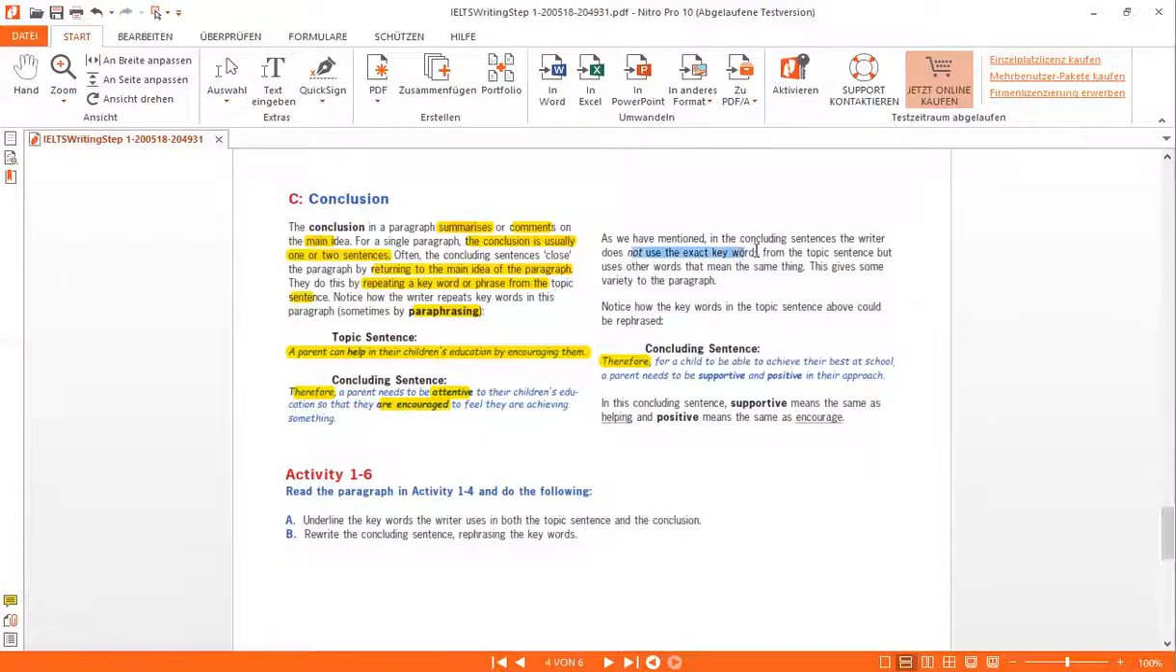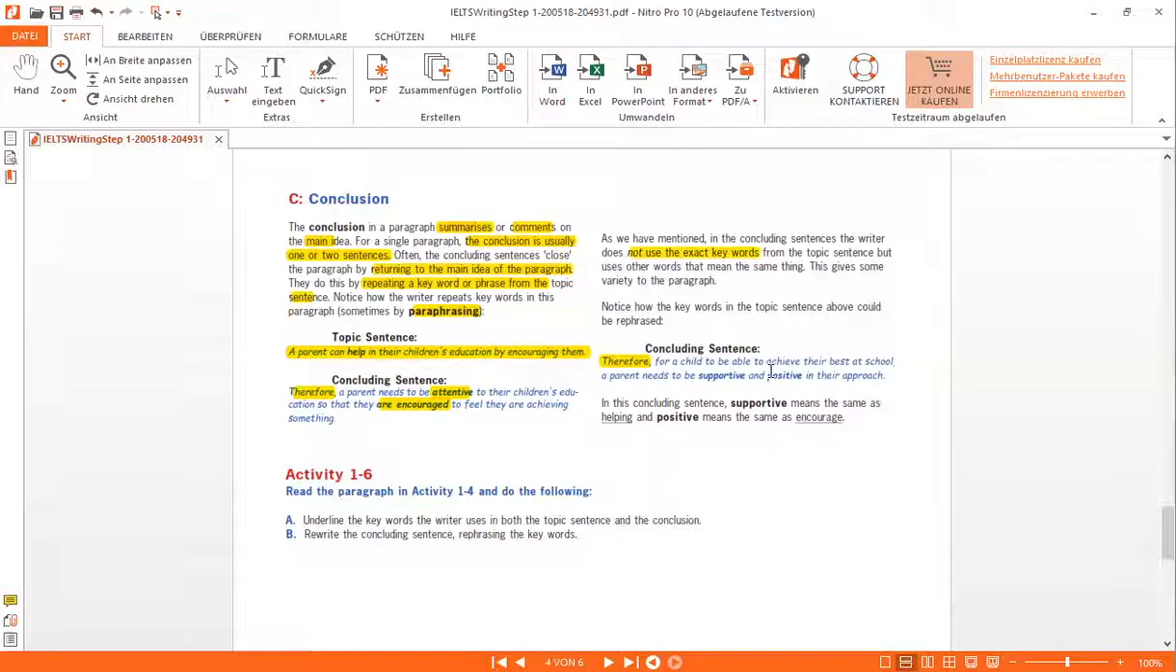Important is to not use exactly the same word. If you paraphrase the main idea, instead of giving a broader consequence or effect, do not use exactly the same words. And then you've got another concluding sentence which uses a different set of words.